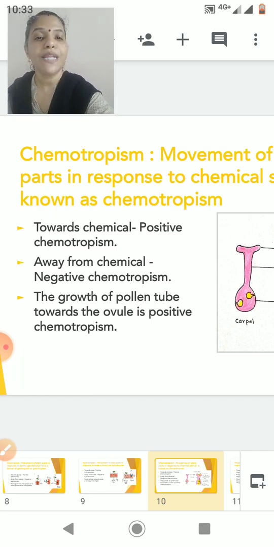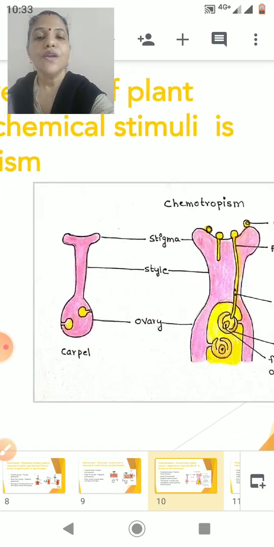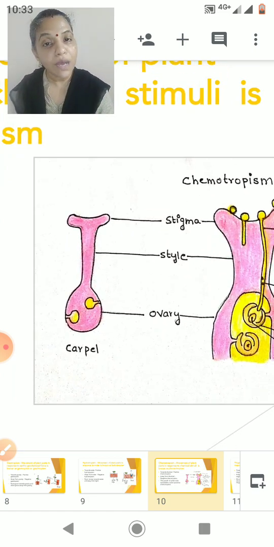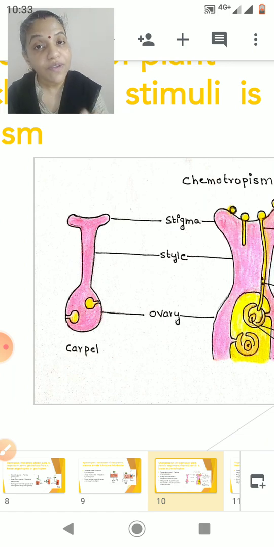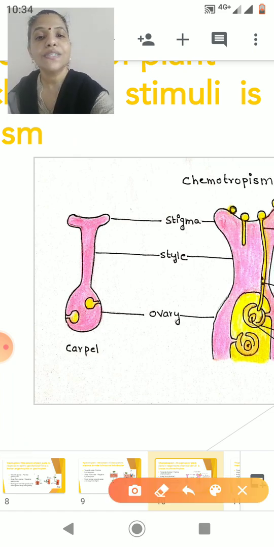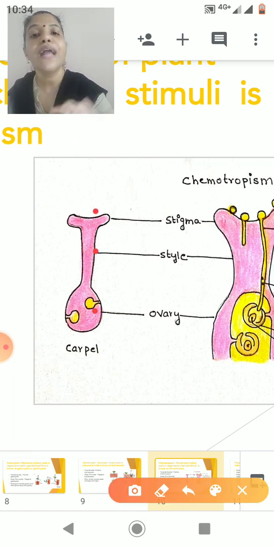So let me explain the diagram here now. Now students, I have drawn a carpel here. All of you may be aware of the word carpel. Carpel is a part of the flower. The gynoecium is made up of carpel. And the carpel consists of three parts, that is stigma, style and ovary.